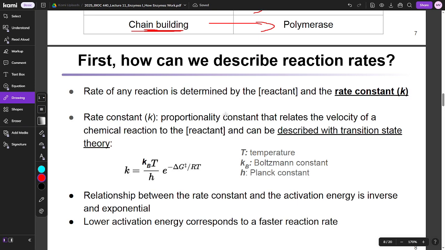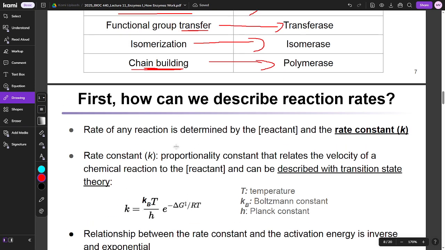Okay, reaction rates. So I told you that delta G does not equal K. They are not equal. They are proportional. So K is proportional to e to the power of negative delta G double dagger. They are not equal.